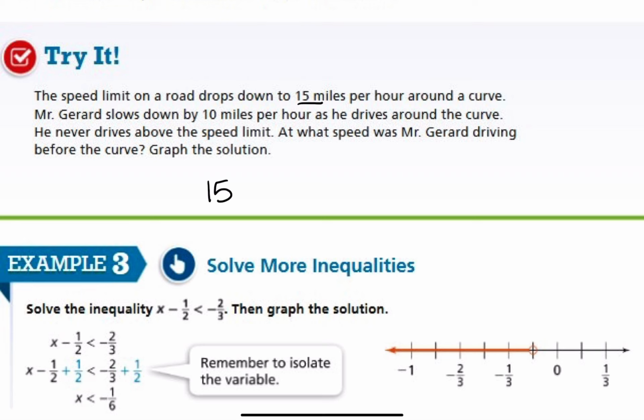Since he never goes above the speed limit, 15 is either going to be greater than or equal to the rest of our expression side. So our expression is either going to be less than or equal to. And it will use G for what he was going, and he slows down, so minus 10. So what he was going before, minus 10, is either less than or equal to 15.